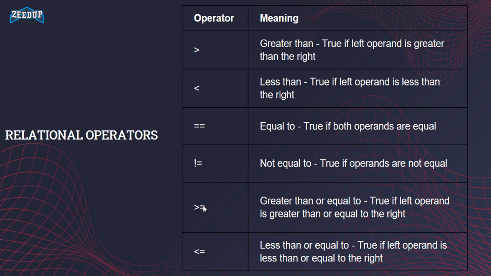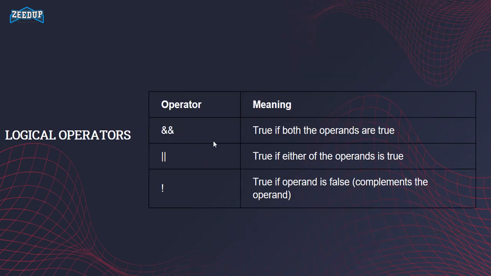Greater than equal to combines the usage of the greater than operator and the equal operator, while the less than equal to operator combines the usage of the less than and the equal to operator. These are the relational operators in C. Now we come to the logical operators. There are three logical operators known as AND, OR and NOT. AND operator is specified by double ampersand sign and it gives a true value if both the operands are true.